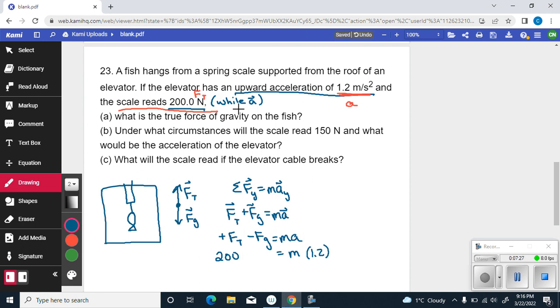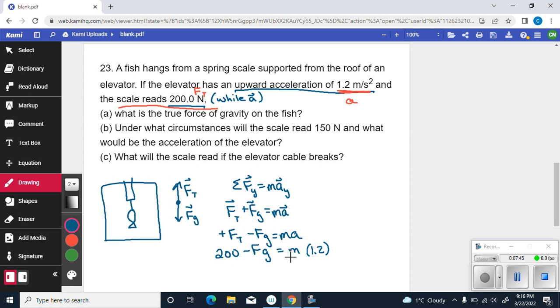Fish hangs from the scale, has enough percent. What is the true force of gravity? Oh boy. No, I don't. Do I have a mass? No, I don't. Oh boy. Well, now what do we do?